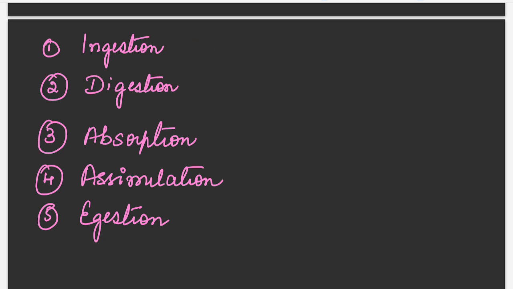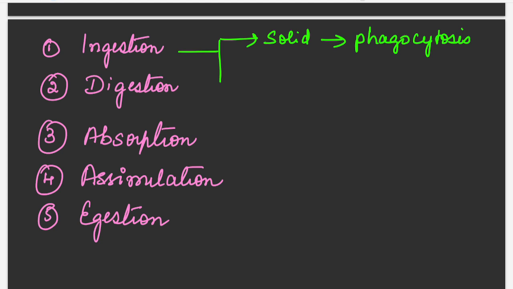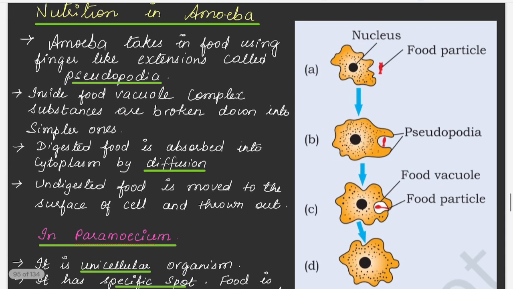Ingestion meaning is taking in the food. So if the food is taken inside, it is called ingestion. Suppose the food taken in is solid, then it is called phagocytosis. Suppose the food which is taken in is liquid, then it is called pinocytosis. So this is the first step in the nutrition of amoeba, ingestion.